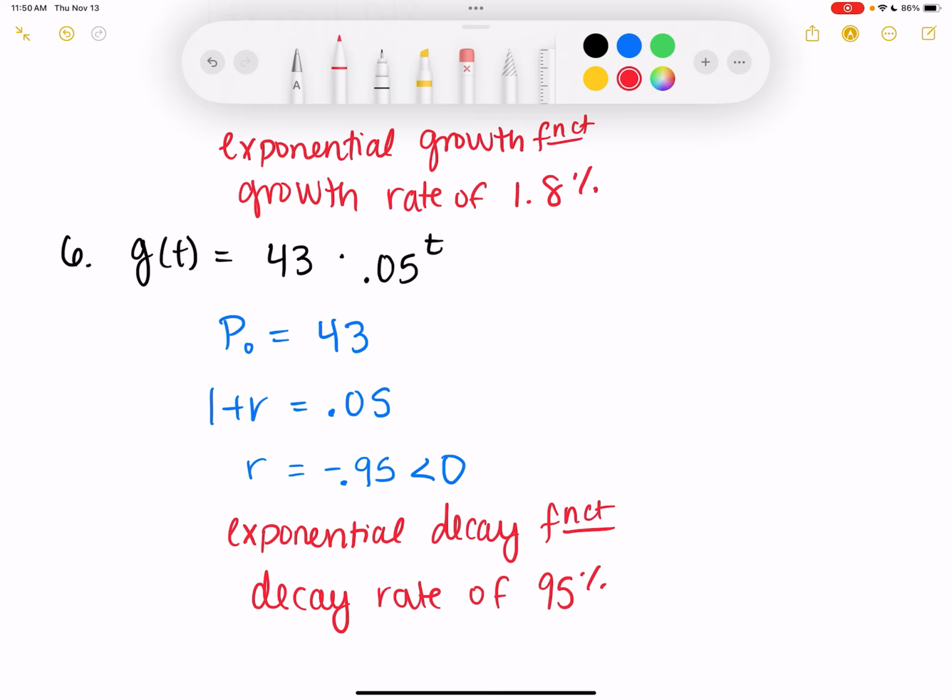Wait, where did we get it? We just multiplied the two things and got negative 95? You subtract 1 from 0.05. Yeah, I subtracted the 1, okay. It doesn't look like a 1, but there we go.